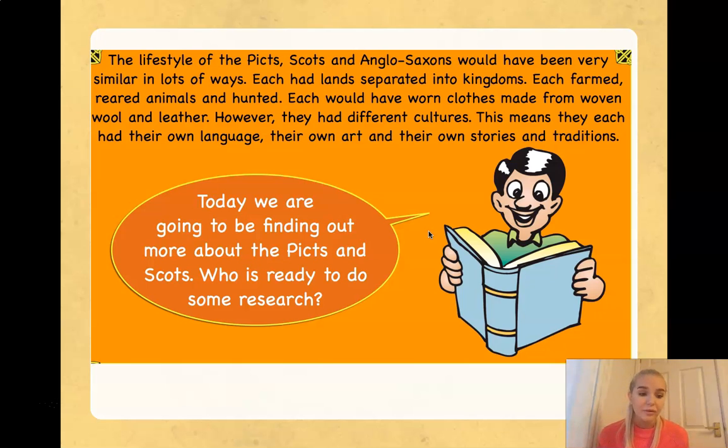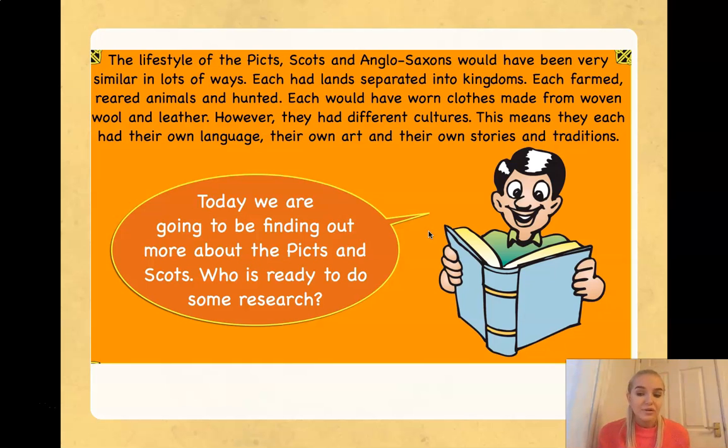However, they were different because they had different cultures. They had different ways of living. They had their own language, which you're going to learn about today, their own art, which you're also going to learn about today, and their own stories and traditions.